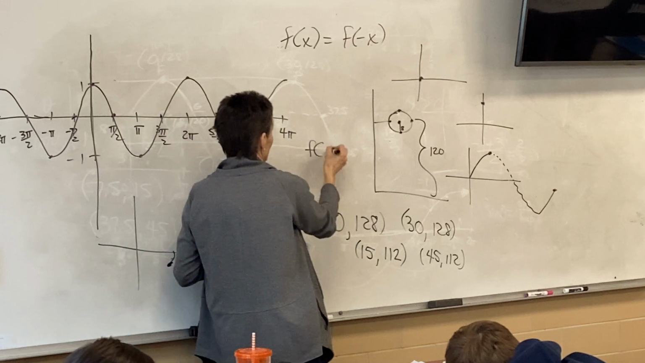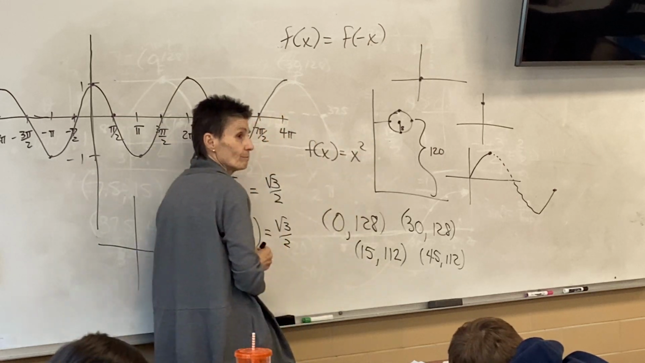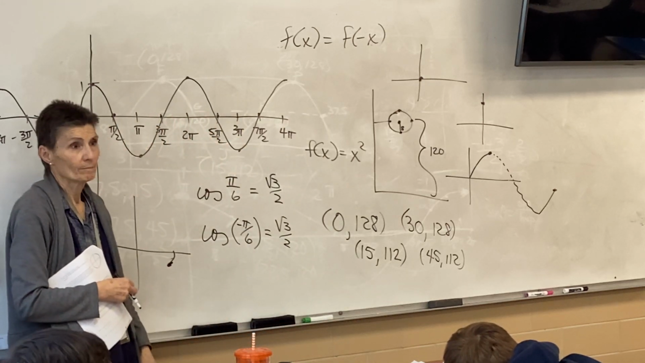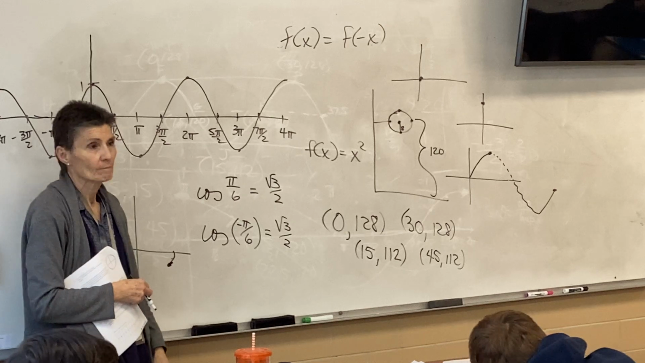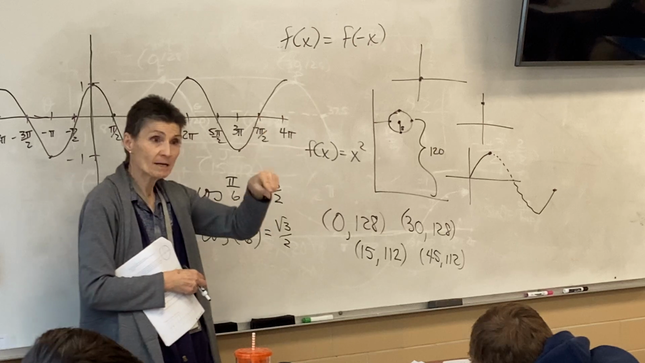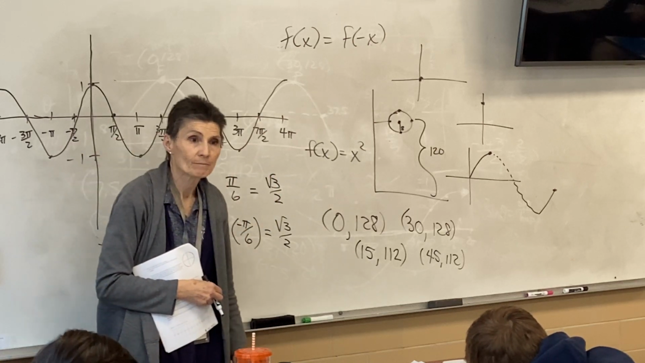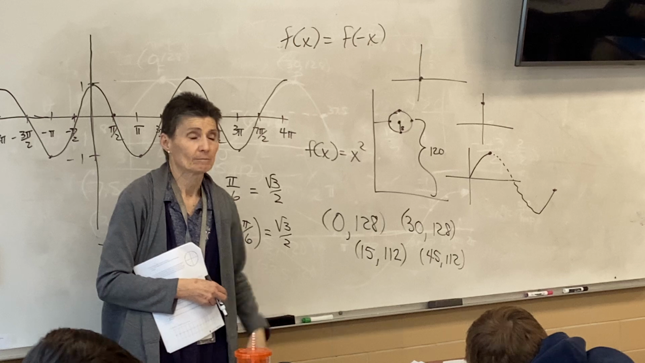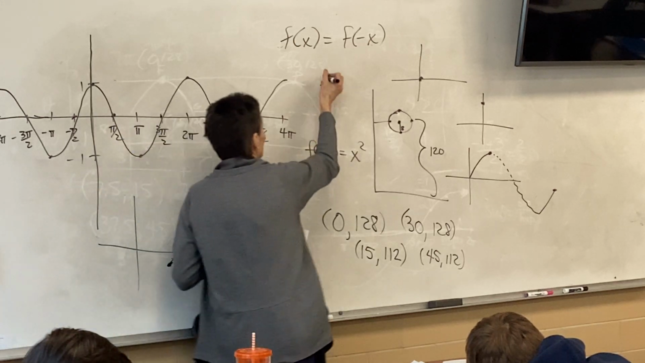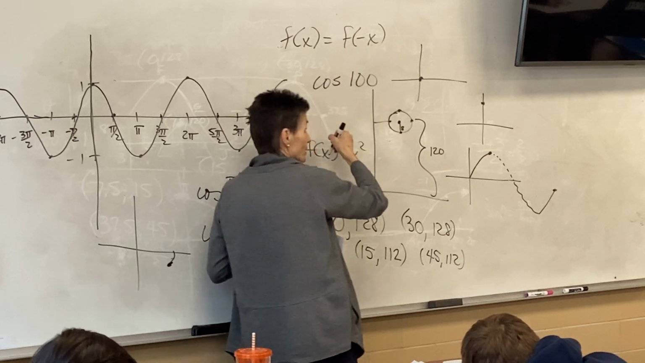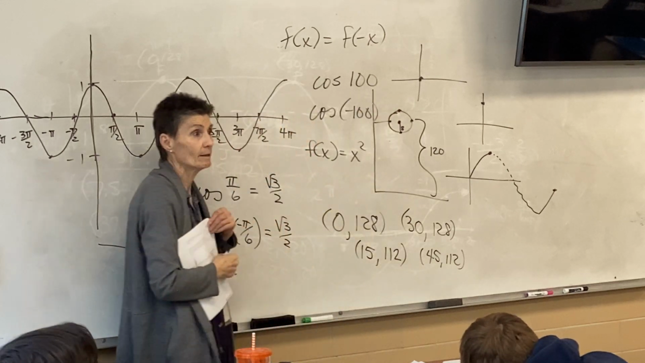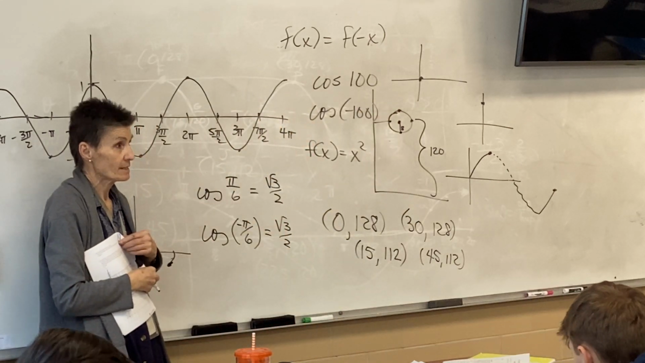Perfect example. x squared. What happens if you put in 2? You get 4. What happens if you put in negative 2? You still get 4. The sign of input does not impact output. Okay, that's what even means. Cosine is even. That means that without a calculator, you could tell me that the cosine of 100 is the same as the cosine of negative 100, because it's even.